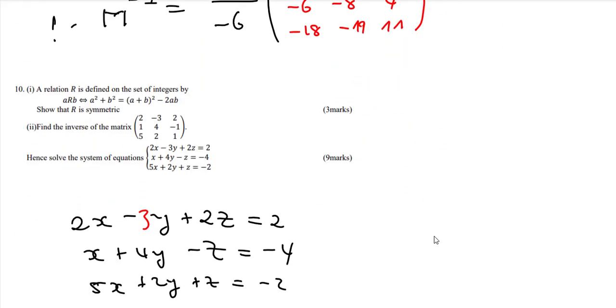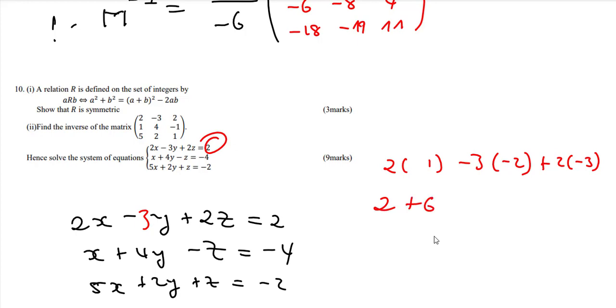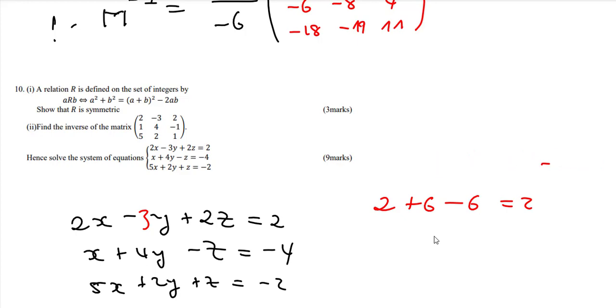You can always verify your values by plugging them inside. So we have 2 times 1, minus 3 times negative 2, plus 2 times negative 3. Does it give us 2? So we have 2 plus 6 minus 6, result 2. So it works for the system of equations. You can verify for the second and third, but at the end their results should be consistent.